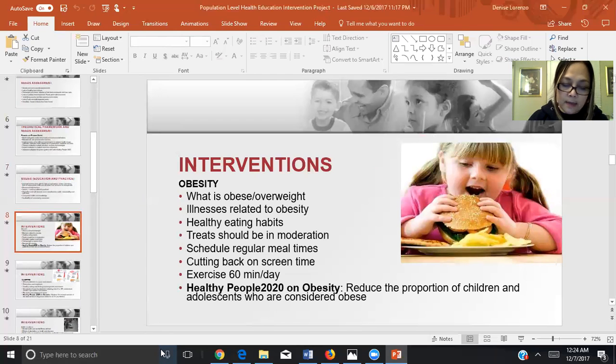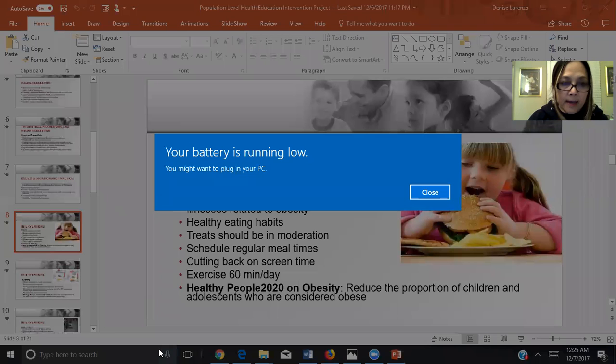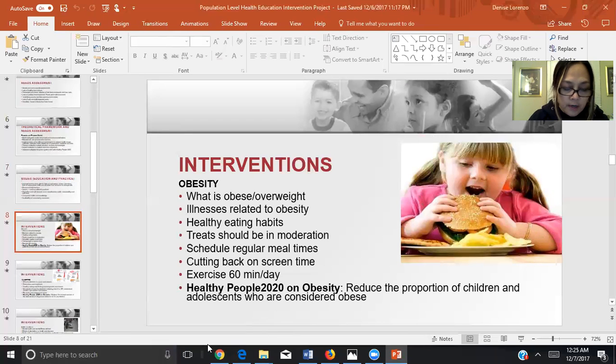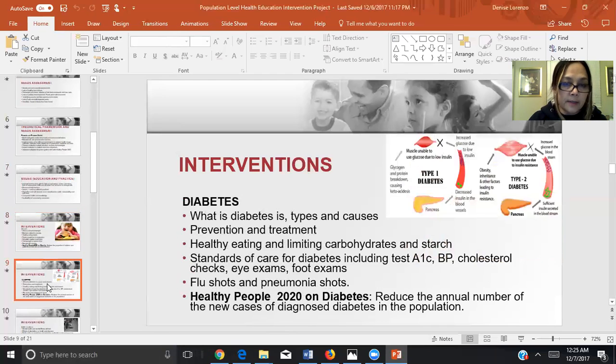Education materials that were handed out included a PowerPoint presentation, handouts, question and answer sessions, activity exercises, and a post-test to test knowledge. This education workshop met the guidelines on Healthy People 2020 and obesity, reduce the proportion of children and adolescents who are considered obese. Next, intervention on diabetes.